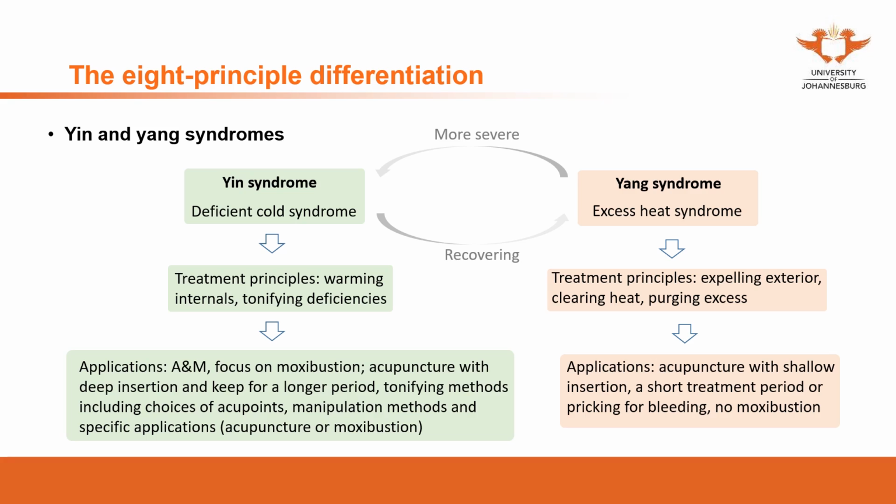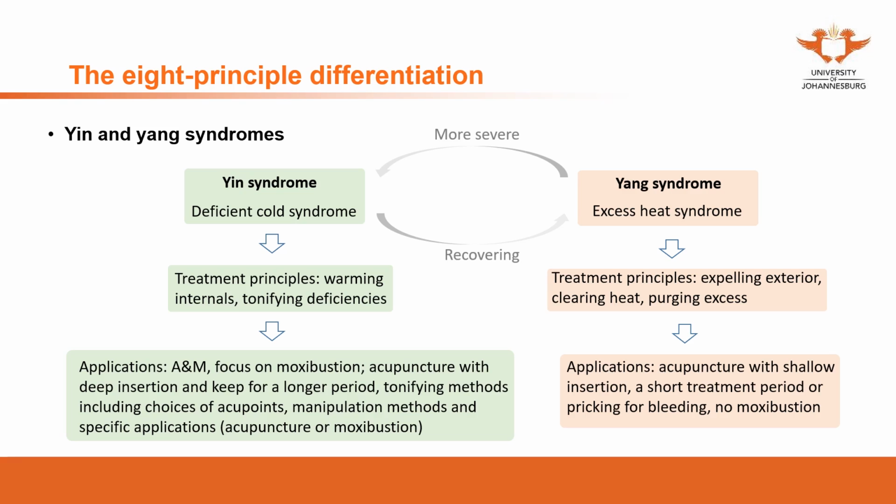Regarding the choices of acupoints, as we mentioned previously, some points have the nature of tonifying, such as Ren 4, Ren 6, and Stomach 36. We also can use the manipulation method of reinforcing. We also can use specific applications, such as comprehensive techniques or the combination of acupuncture and moxibustion.